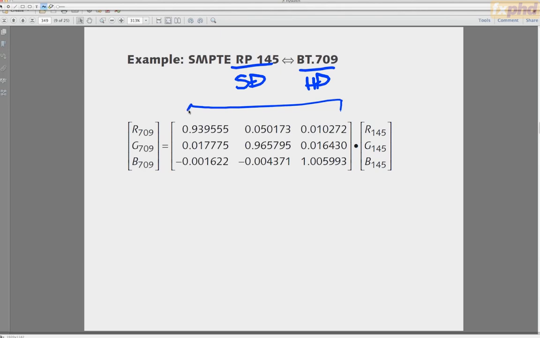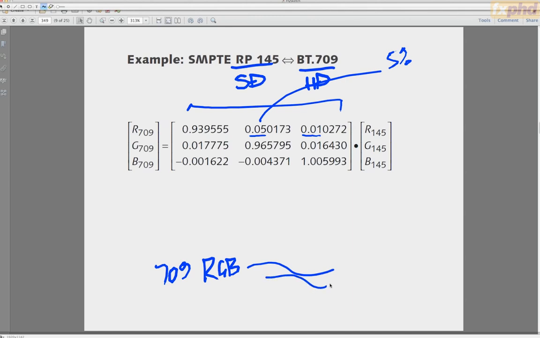This is the matrix. Now, this, you can see, has got very small numbers off the diagonal. Well, as big as 5%. So if you're just to take 709 RGB, you could say, well, that's pretty much similar to SD RGB. We can just take SD RGB values and we'll just call them HD, close enough. But you'll have an error of about 5%. To get rid of that error, you need to perform this transform.